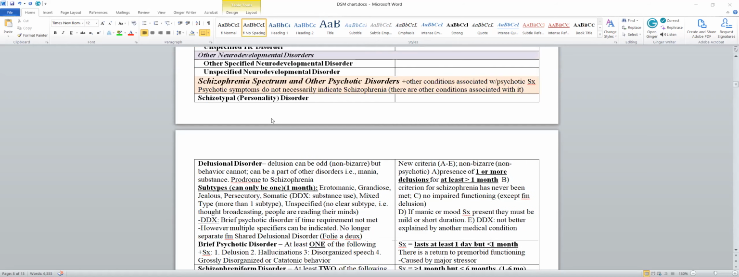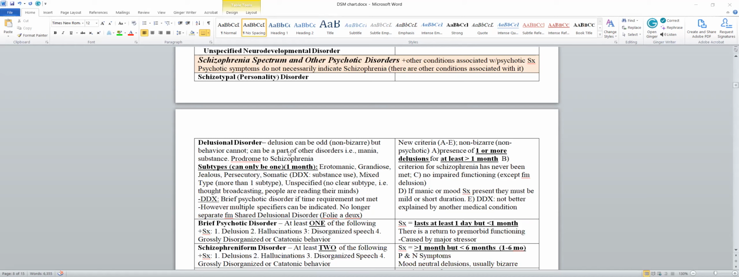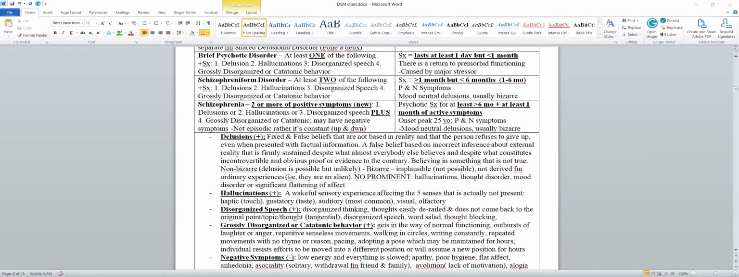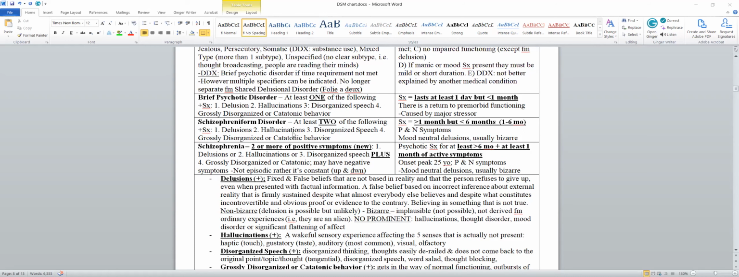Delusional disorder is a subcategory under schizophrenia spectrum and other psychotic disorders. Delusions can be odd but non-bizarre. And remember, non-bizarre means the delusion is possible but not probable. Somebody could say something that almost seems like it could be true, but it's just so improbable, like government spying or something like that.